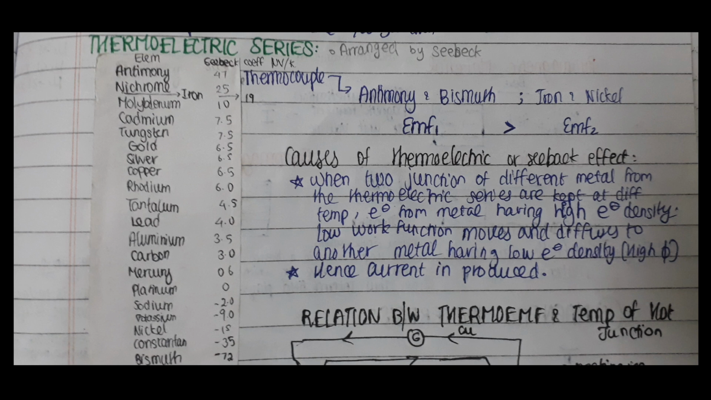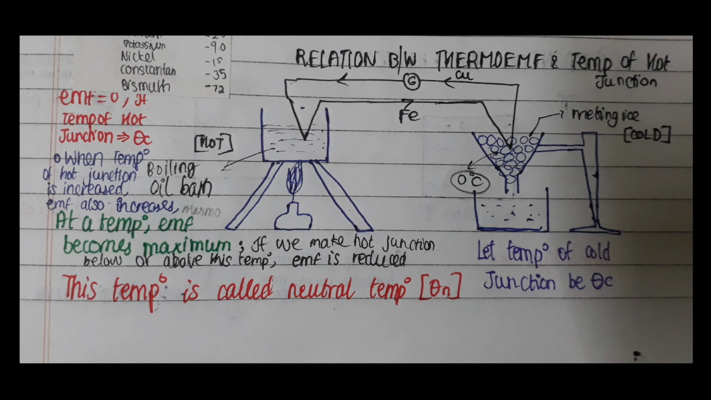The cause of thermoelectric effect or Seebeck effect is what I just explained. The electrons gain thermal energy, and they move to the other metal. Thus, current is produced. Next, we will be seeing the relation between thermo EMF and temperature of hot junction. The temperature of cold junction is denoted by Tc or theta C. Neutral temperature is denoted by theta n or Tn, and inversion temperature is denoted by theta I or Ti.